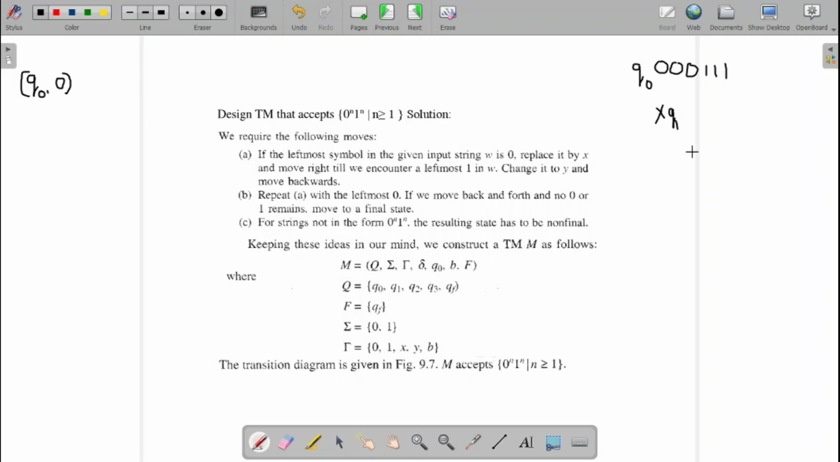Because for the Turing machine, as I told earlier, two moves are allowable. One is the right move, the other is the left move. This move I am going to write over here. So what is the change in the state?